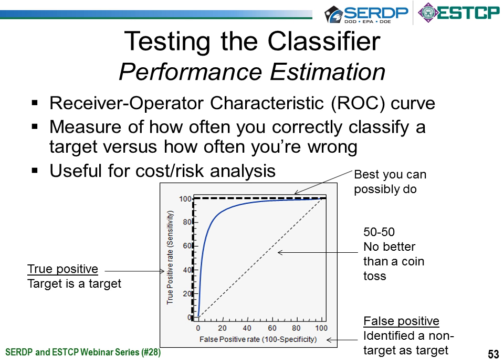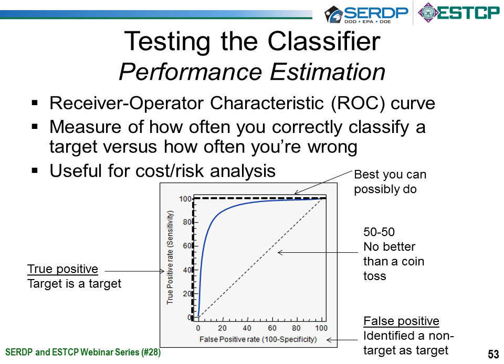So this is a receiver operator characteristic curve, or a ROC curve. I want to spend a little bit of time explaining this because it is a terminology that's used a lot in this type of classification. The receiver operator characteristic curve gives you a measure of how often you correctly classify a target as a target and how often you're wrong. So on the y-axis here is your true positive rate, and again, that is how often you've called the target a target. The x-axis is the false positive rate. That's how often you have incorrectly identified a non-target as a target.